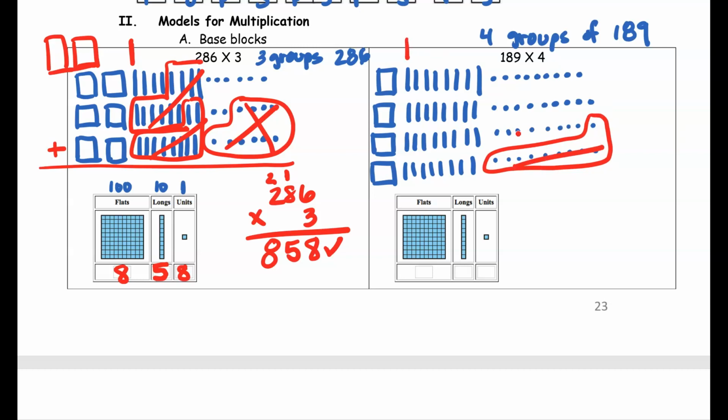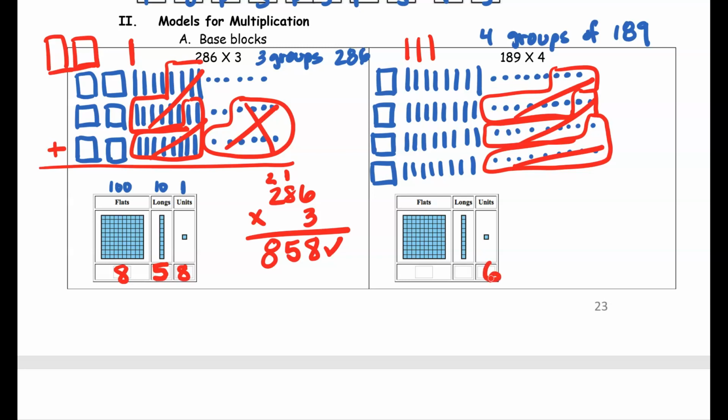1, 2, 3, 4, 5, 6, 7, 8, 9, 10. I've got those, and I make a long. Again 10. Cross those off, and I make a long. 1, 2, 3, 4, 5, 6. So it looks like I have 6 left over, and I write that down here.